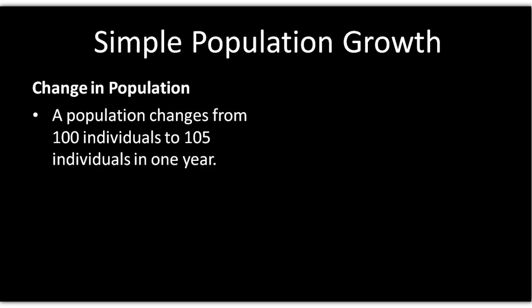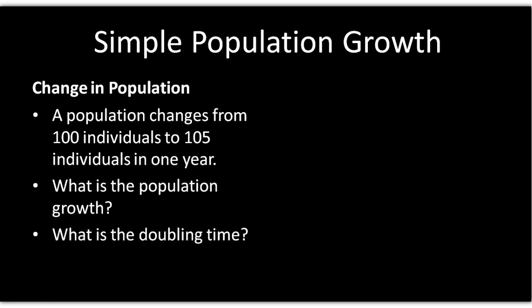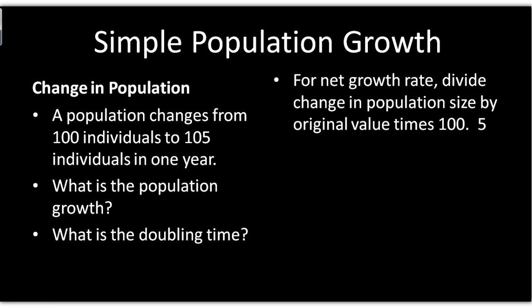So, little calculation here. A population has a growth rate going from 100 individuals to 105. So there's some births, there's some deaths, there's some immigration, but ultimately after 1 year, our population has changed to 105 from an original 100. So we want to know what the population growth is and what would be the doubling time. Okay. So I already put the answer in there.